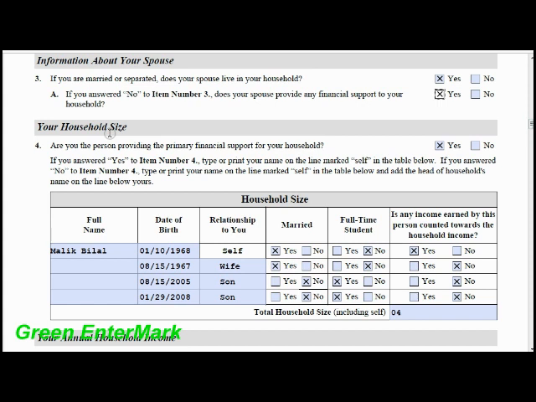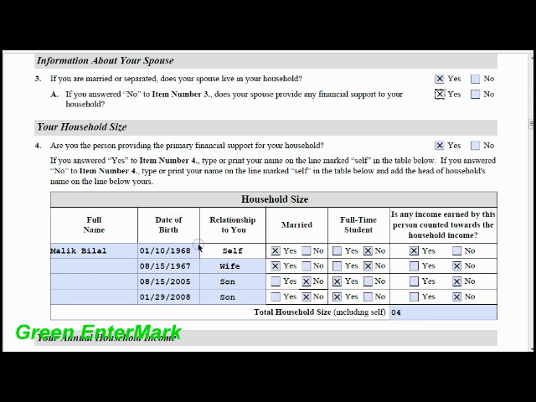Now, what's your household size? How many family members in your household are depending on you? Whether depending or not depending is a separate question. You have to mention the full name, date of birth, relationship to you, married or not married, full-time student or not. Then, is any income earned by this person counted towards the household income?